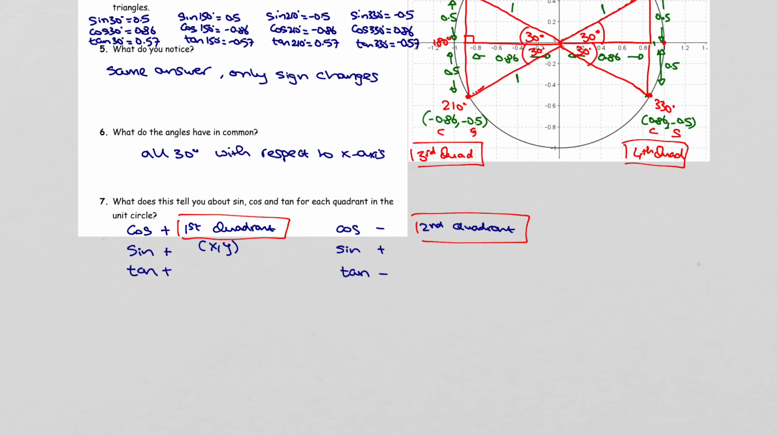If I look at the third quadrant, well, I can say cos is negative because I'm going out in the negative x direction. Sine is negative because I'm going down in the negative y direction. And tan is going to be positive because a negative divided by a negative is always going to be a positive answer.